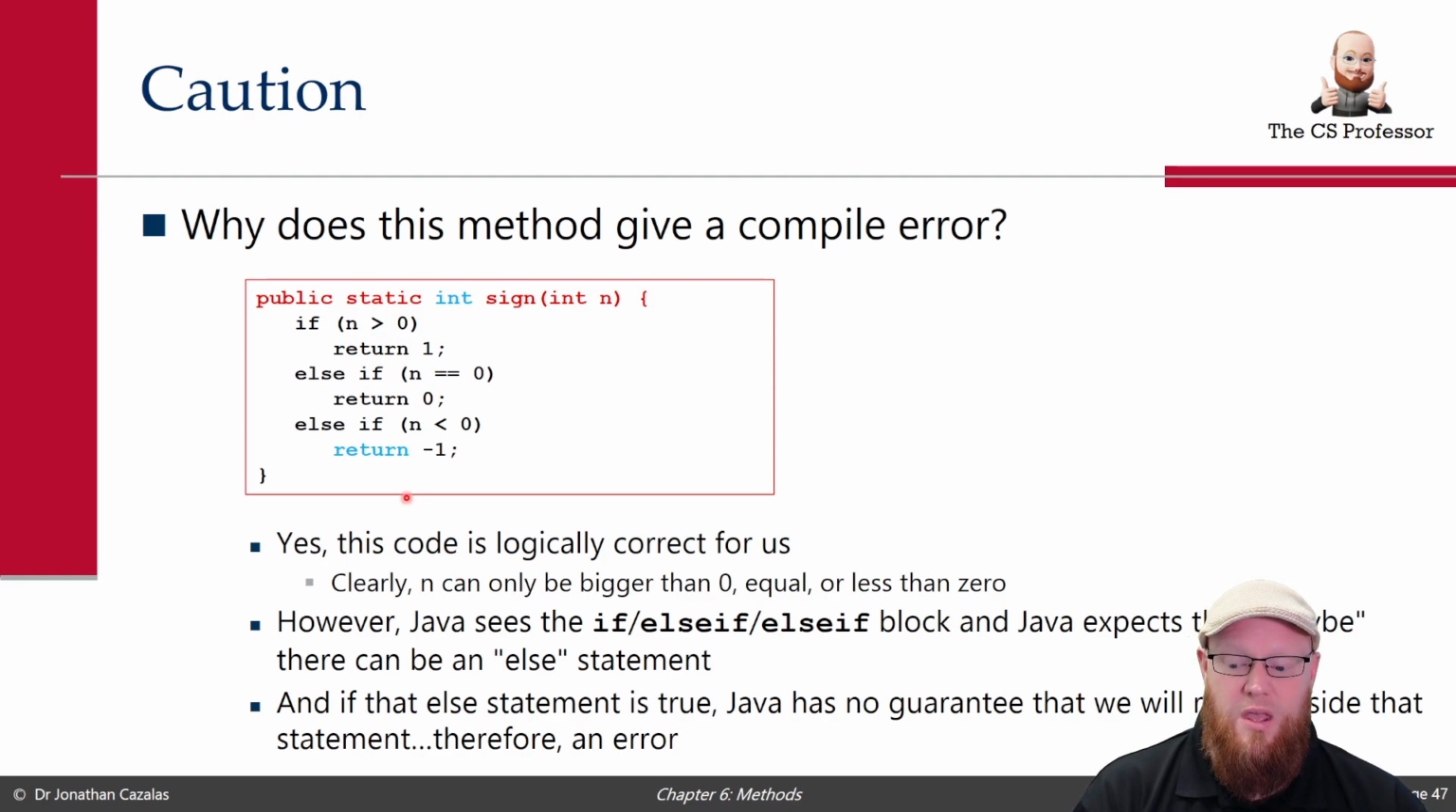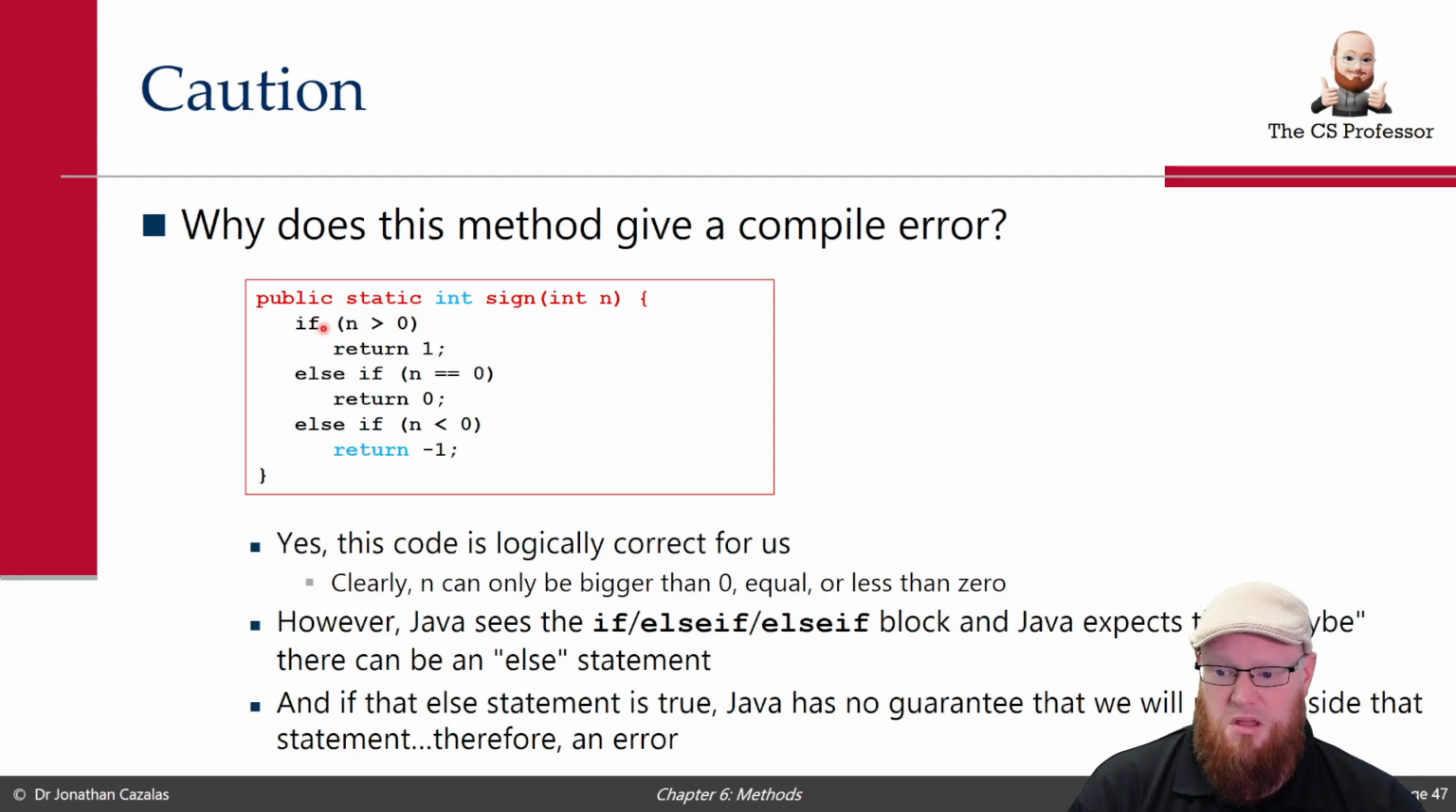Java doesn't know that. What Java sees is if something is true, return 1. Else if something is true, return 0. Else if something is true, return -1. Java's saying, hey, what if none of those things are true? You need to have an else right here. And you're thinking, no, Java, but I promise you, one of those things is true. Either n is positive, or n is 0. The only third possibility is it's negative.